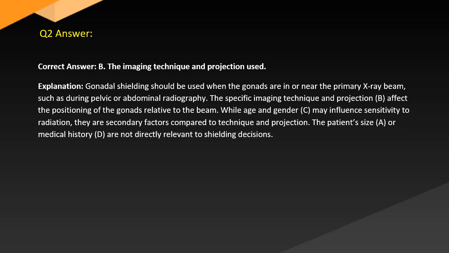Explanation. Gonadal shielding should be used when the gonads are in or near the primary X-ray beam, such as during pelvic or abdominal radiography. The specific imaging technique and projection (B) affect the positioning of the gonads relative to the beam, while age and gender (C) may influence sensitivity to radiation. They are secondary factors compared to technique and projection. Patient size (A) or medical history (D) are not directly relevant to shielding decisions.